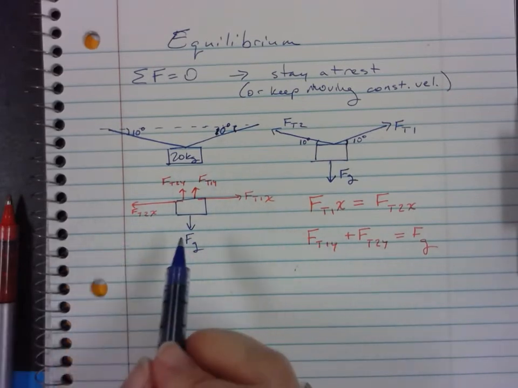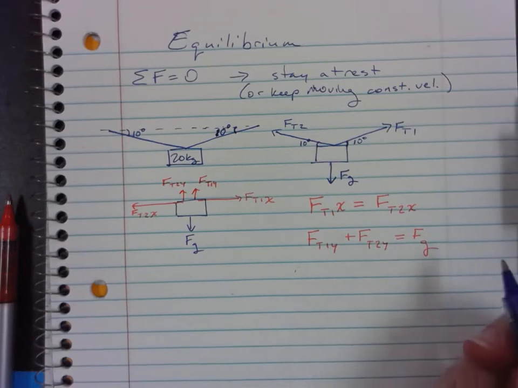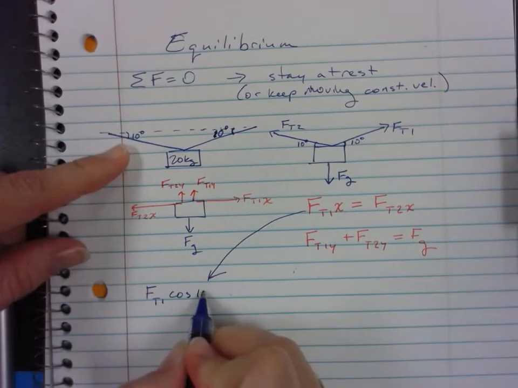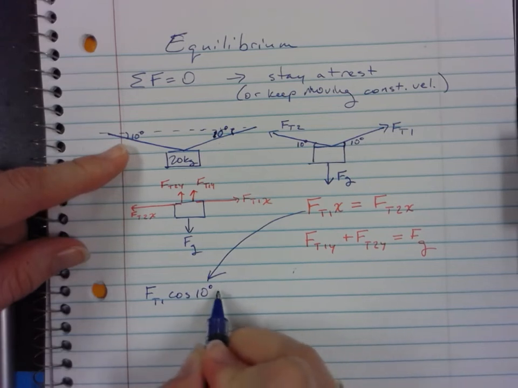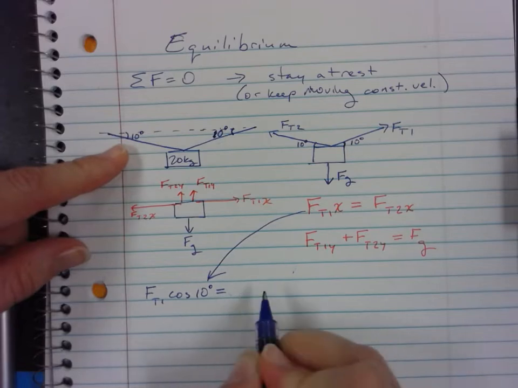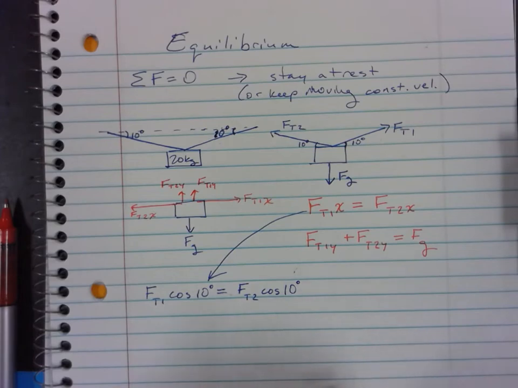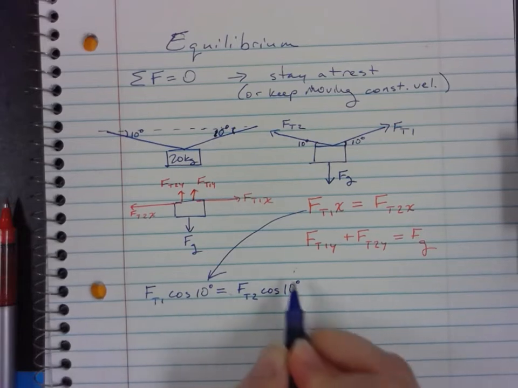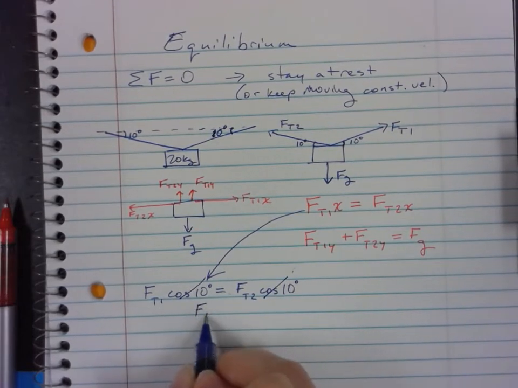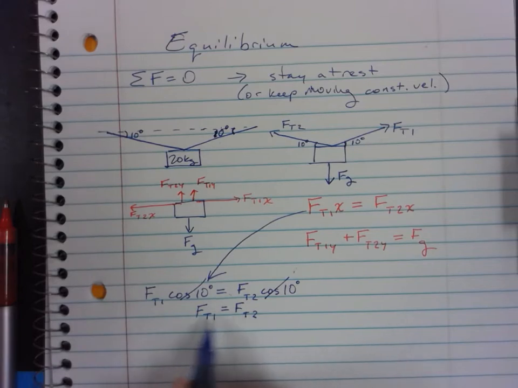We do not know these tensions. I don't know what Ft1 is and Ft2 is, but I know the x component is the cosine. So this equation turns into Ft1 cosine of 10 degrees equals Ft2 cosine for its angle, which is also 10 degrees. So this is an important equation, though it's not incredibly useful. If this is cosine of 10 and cosine of 10, that cancels out. And we have proved that the tension in the two sides of the rope is equal. It doesn't tell us what they are, but it tells us they're equal.